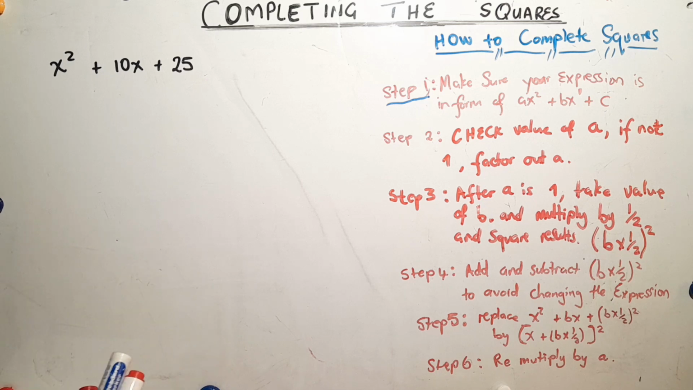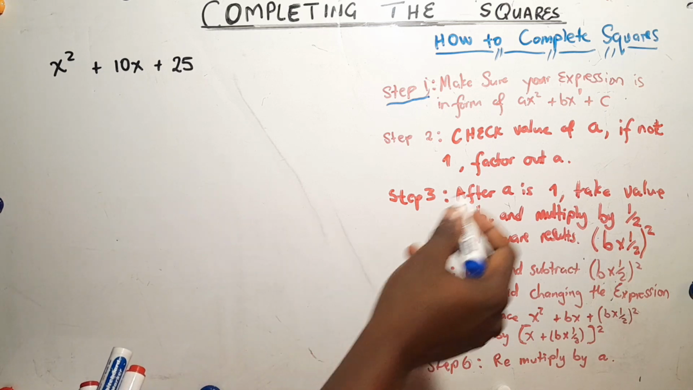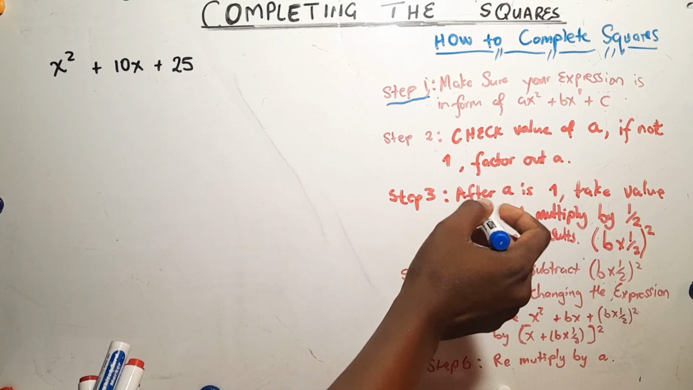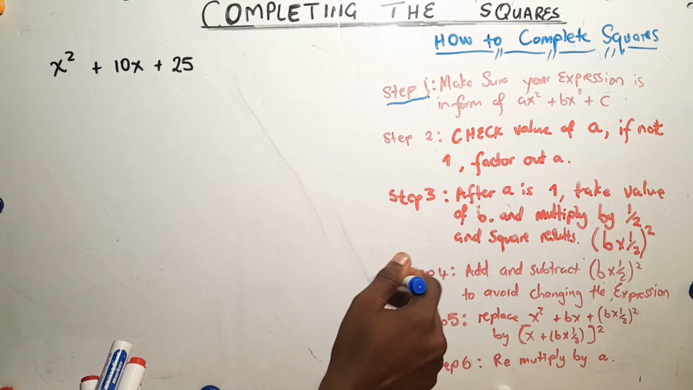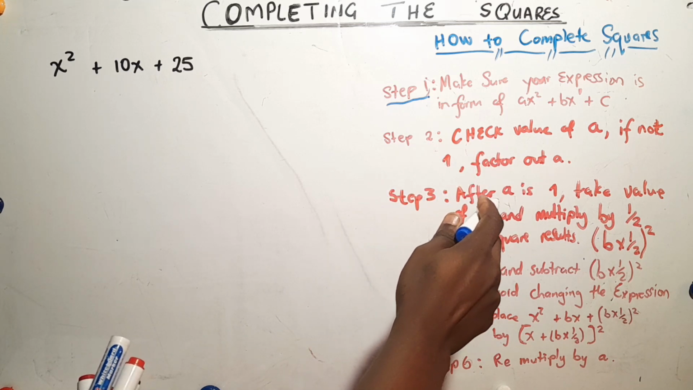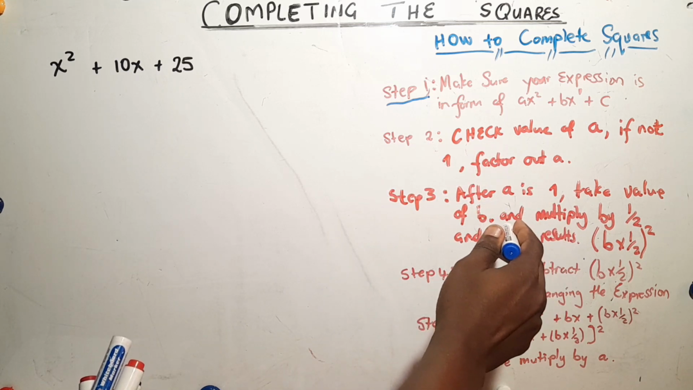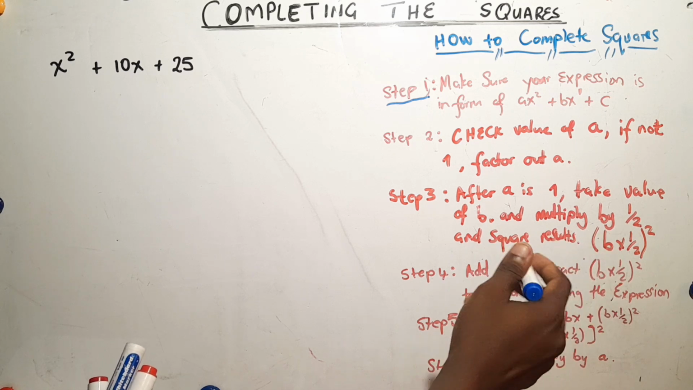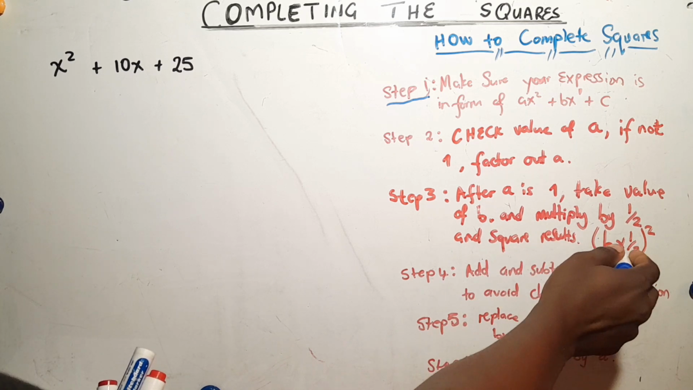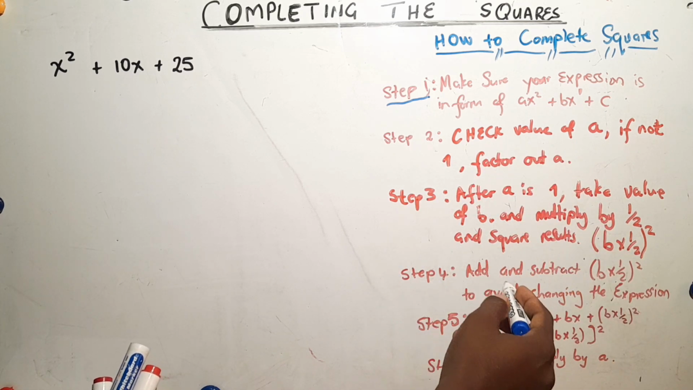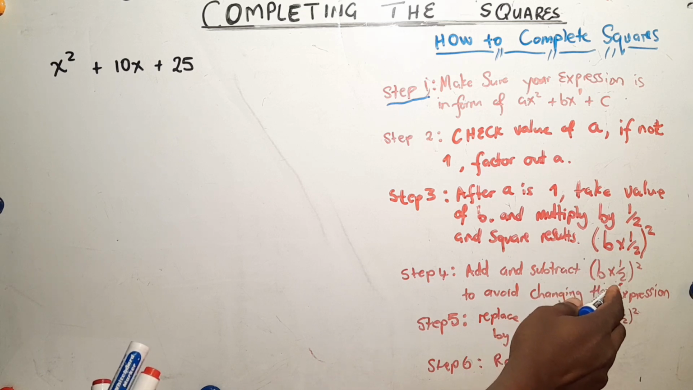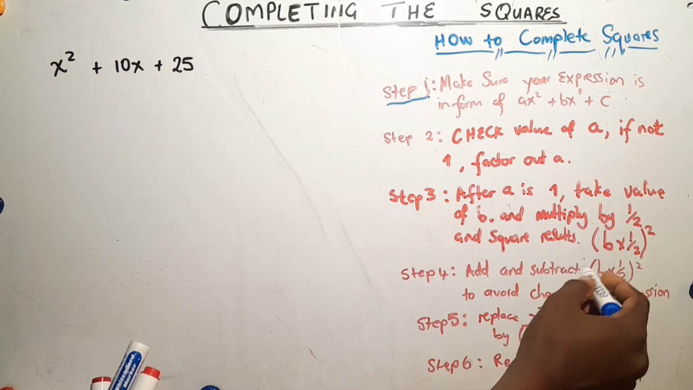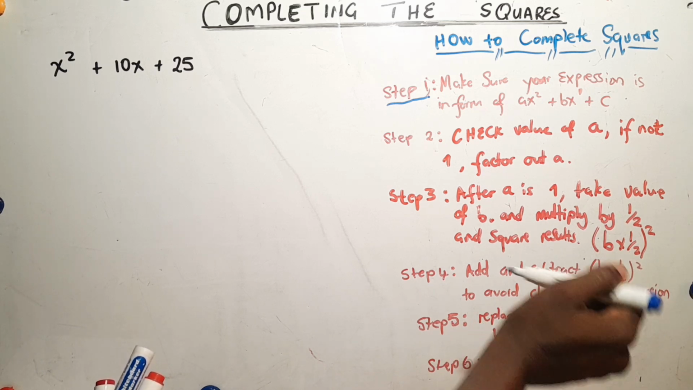That's the first step. And step 2, check the value of a. If it is not 1, then factor out a. Step 3, after a is 1, take the value of b and multiply by half and square the result, just like that. Step 4, add and subtract the value of b multiplied by half, squared, to avoid changing the expression.